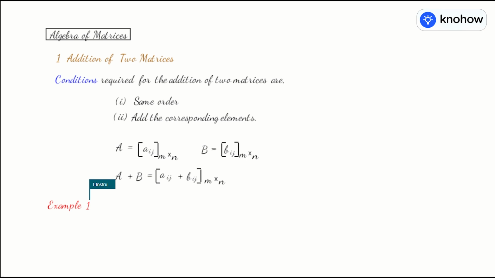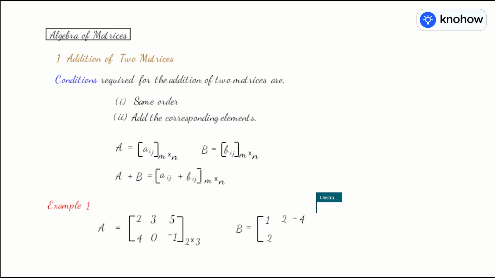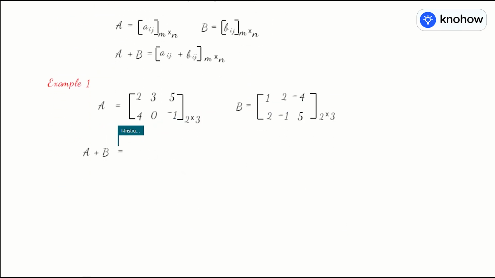Let us take an example. Say example 1. You have say A equal to a matrix 2, 3, 5, 4, 0, minus 1. What is the order of this matrix? How many rows it has and how many columns? 2 rows and 3 columns. So the order of this matrix A is 2 by 3. Let me take another matrix B of the same order, say 1, 2, minus 4 and 2, minus 1, 5. This is also a matrix of order 2 by 3. So addition is applicable. So what will be the resultant matrix A plus B?